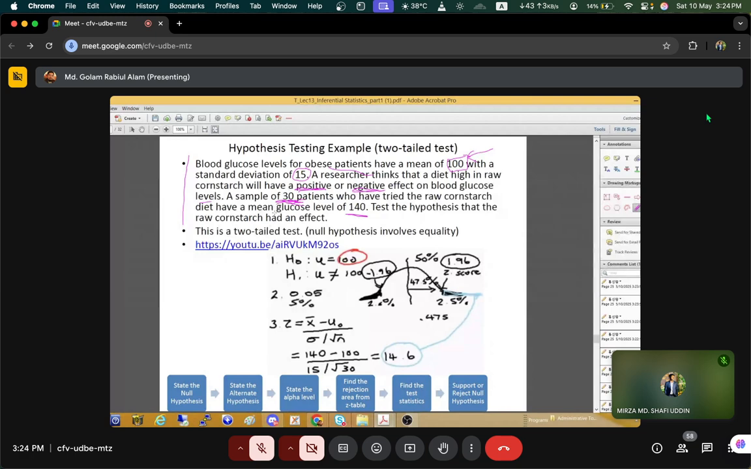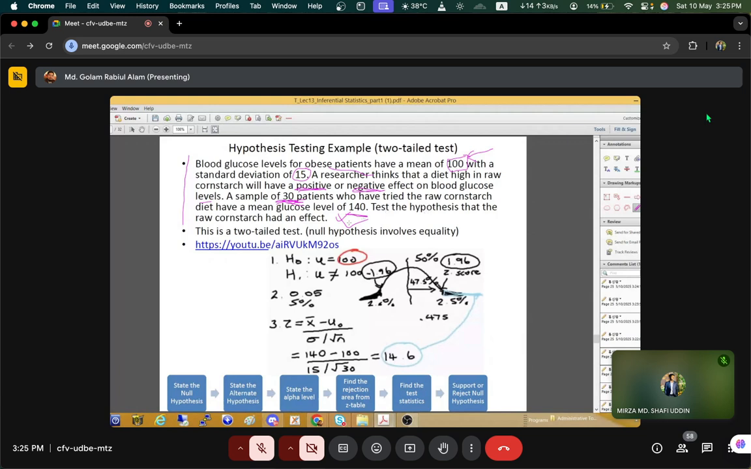The hypothesis is that the raw cornstarch had an effect. Generally we can assume that raw cornstarch doesn't have any impact on blood glucose level of obese patients. But the researcher assumes that if those patients consume raw cornstarch, their glucose level can increase or decrease. There is some effect.